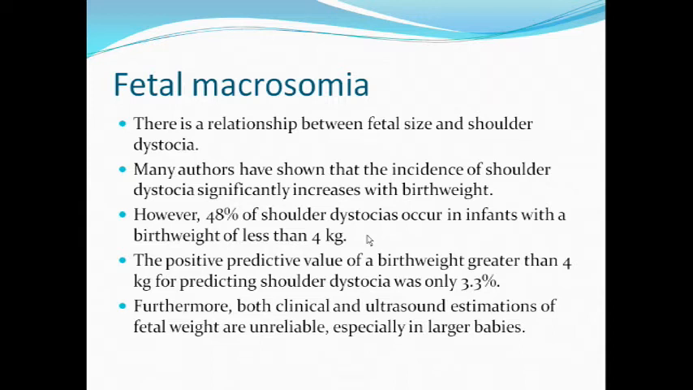The positive predictive value of a birth weight greater than 4 kg for predicting shoulder dystocia was only 3.3%. Not necessary. I have only seen around 3 to 4 cases of shoulder dystocia in my 10 years of experience, so it is not very common. Even in a big baby you can deliver normally. Furthermore, both clinical and ultrasound estimation of fetal weight are unreliable, especially in larger babies. I told you earlier, ultrasound is not very reliable, but clinically you can suspect.